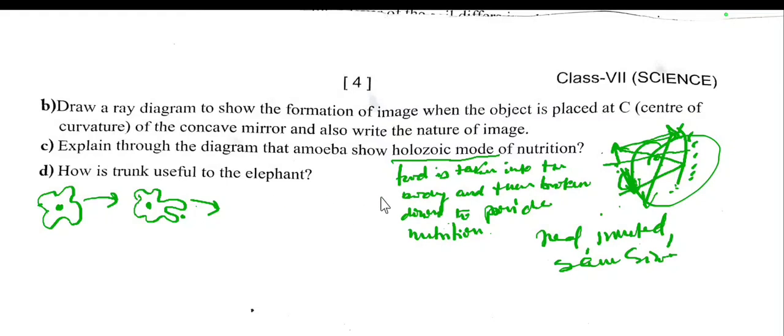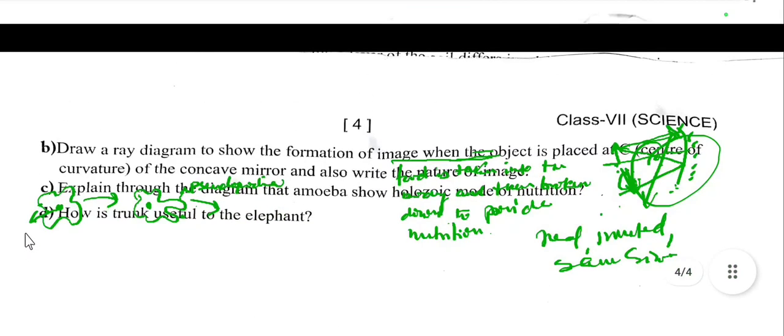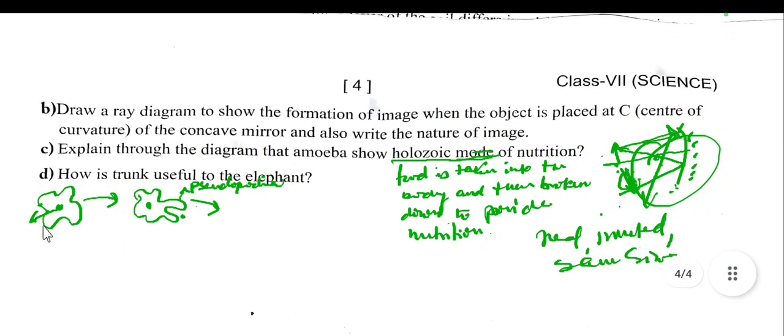Now let's explain through the diagram that amoeba shows holozoic mode of nutrition. Holozoic mode of nutrition means food is taken into the body and then broken down to provide nutrition. Amoeba is a microscopic organism, and when it comes in contact with food, it produces pseudopodia. Pseudopodia means false feet. This is the nucleus, and it has seen the food particle over here. Now it has protruded the pseudopodia.